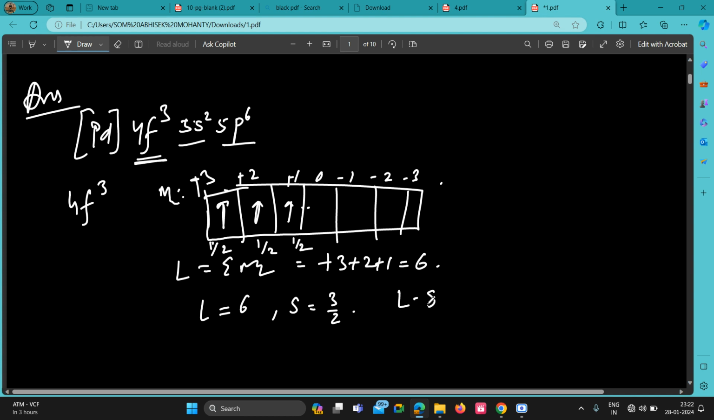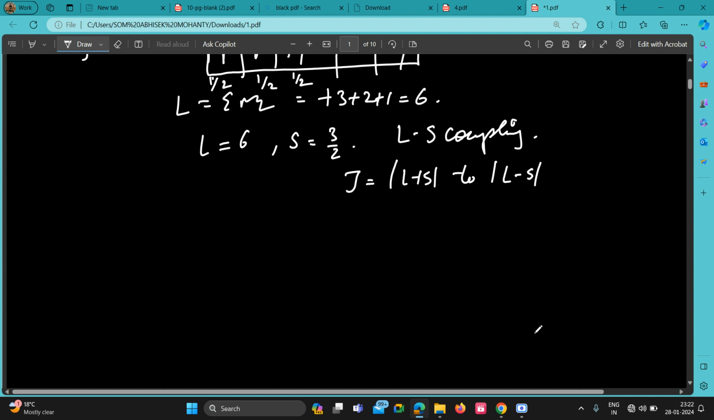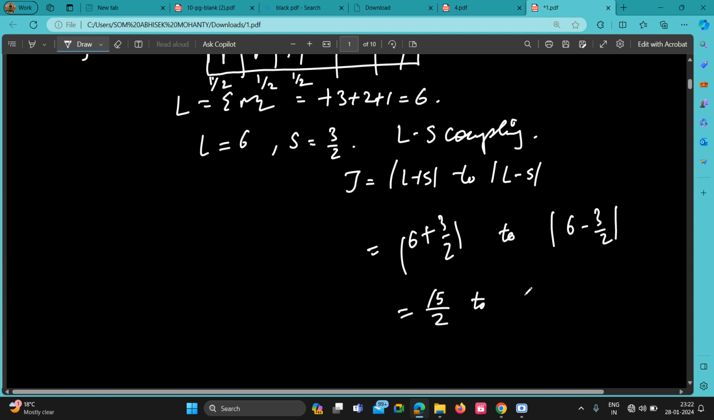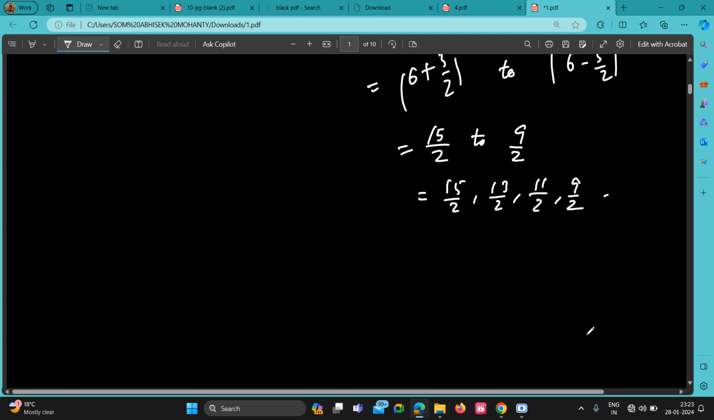So what is J? LS coupling will be there, so J will be L plus S to L minus S. L plus S is 6 plus 3 by 2, which is 15 by 2, and L minus S is 6 minus 3 by 2, which is 9 by 2. So J values are 15 by 2, 13 by 2, 11 by 2, and 9 by 2. Here we take the minimum value, that is 9 by 2.